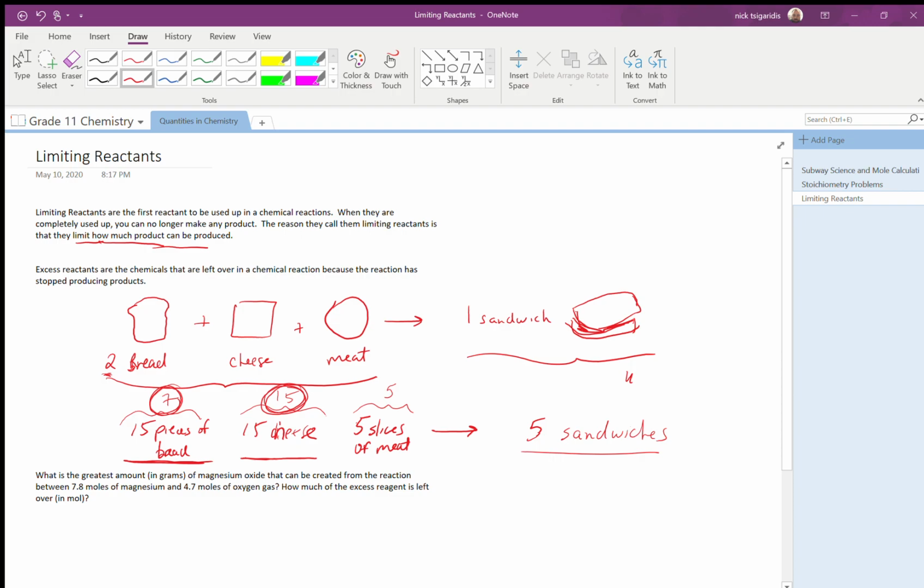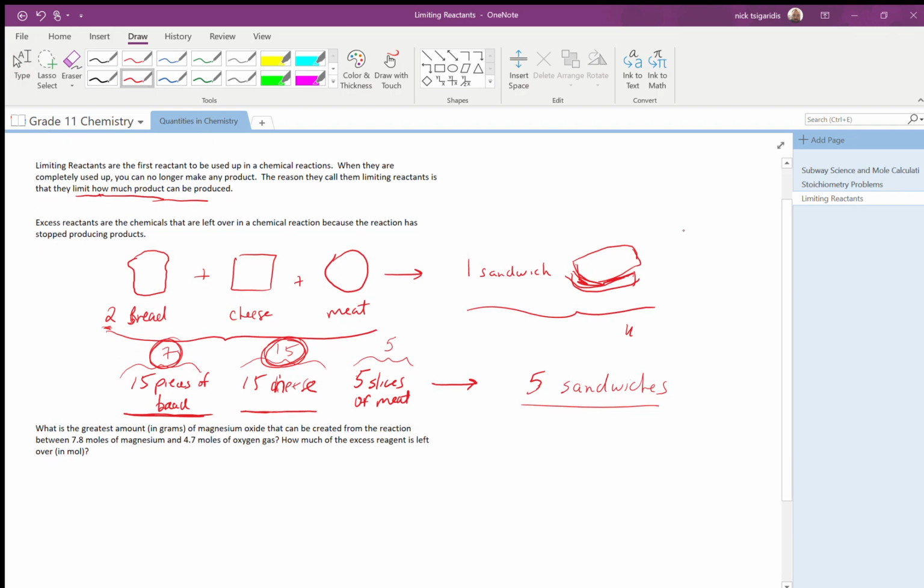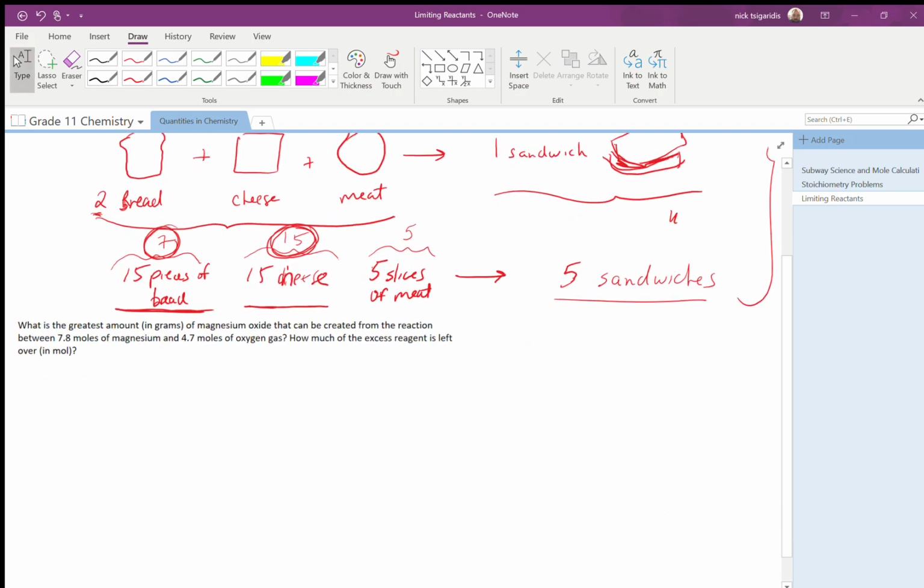So that's the general idea of what limiting and excess reactants are, and this example here is what I usually use in class. Students are able to pick this up pretty easily because it's a real life easy example with quantities that are easy to deal with in your head. Of course, in chemistry, quantities aren't easy to deal with in our head. We end up having to look at quantities using the mole, and so we're going to take that into account here. So let's go on to our first problem.